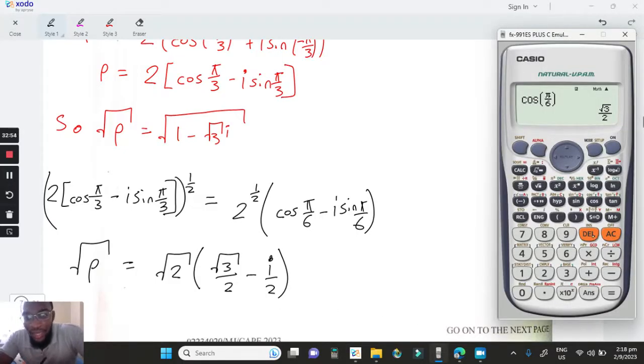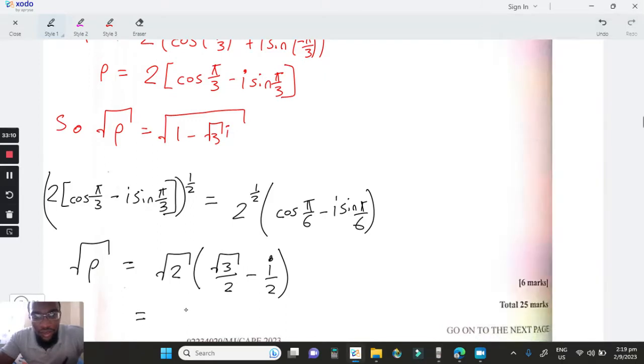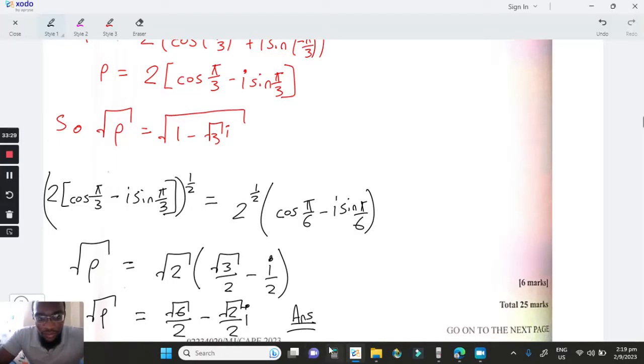Then now you multiply them. So we have square root of 2 times root 3 over 2. And that is what we get. This looks like root 6 over 2 minus this part. Now we'll work it out. It is just going to be root 2 over 2i. And that's one answer. Alright, we'll finish. That's it. Alright, not bad. So that's our answer.